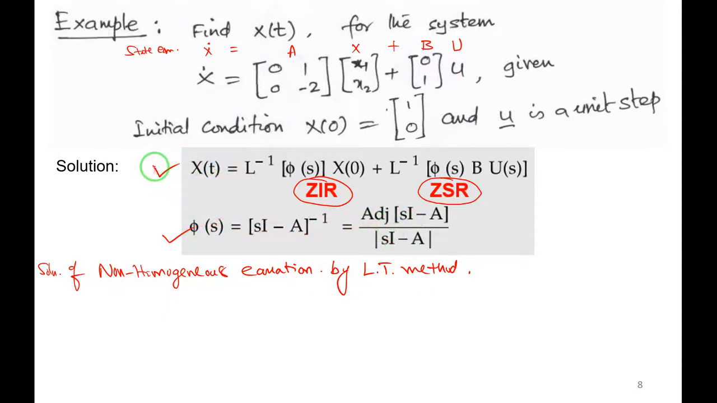So this is the solution of the non-homogeneous equation by the Laplace transform method. First I will obtain the zero input response, then the zero state response, then I will add both of them and I will get x of t. So we will proceed one by one. First I will take the zero input response, ZIR. What is that ZIR? Let me write it, one minute.